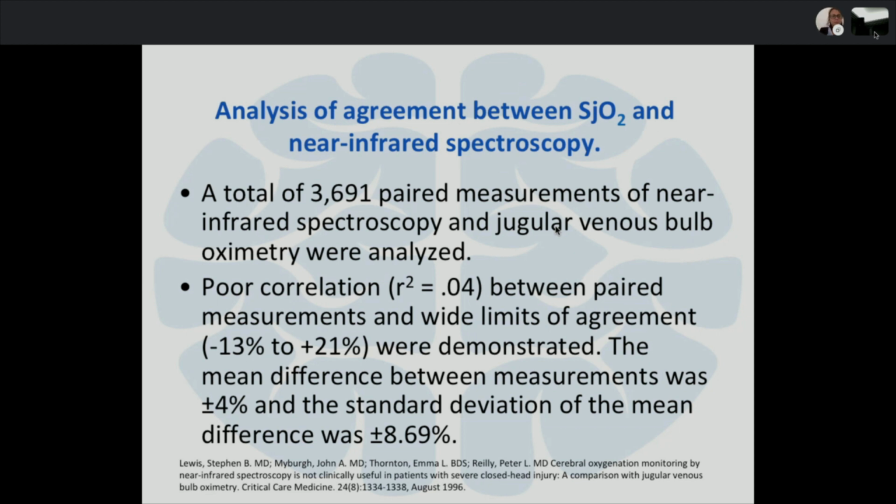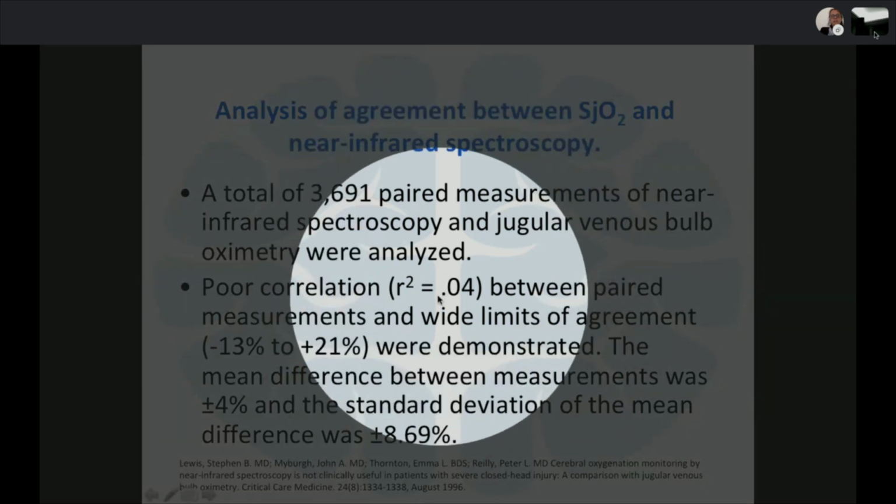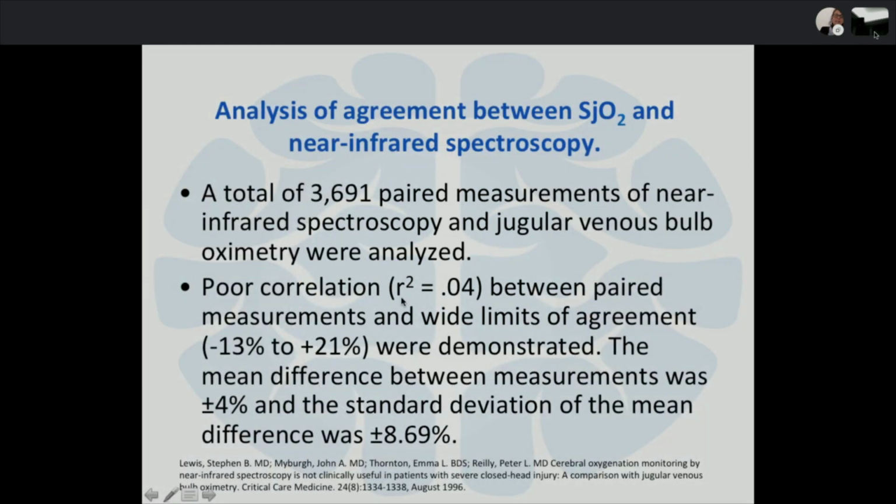Now, the question is whether all these 3 methods can be compared or whether they agree with each other. This is a paper which compared the agreement between the SjO2 and the NIRS. A lot of patients, but basically what we found was a poor correlation. This is the correlation coefficient, with wide limits of agreement. So SjO2 is not comparable with NIRS.